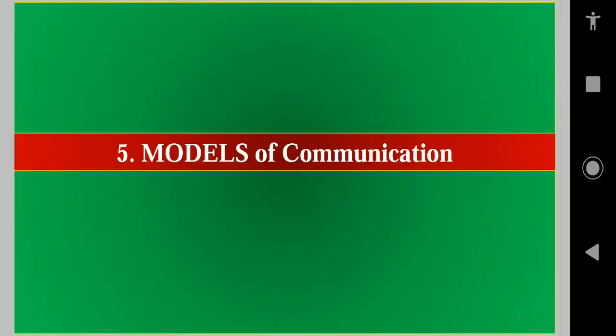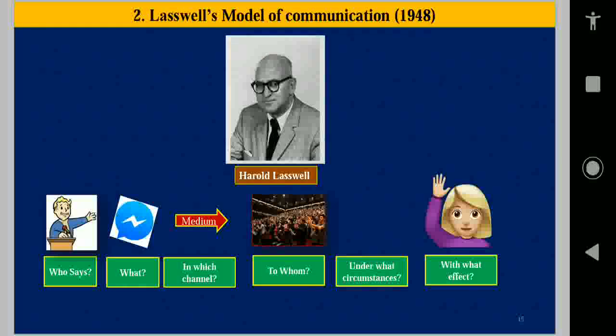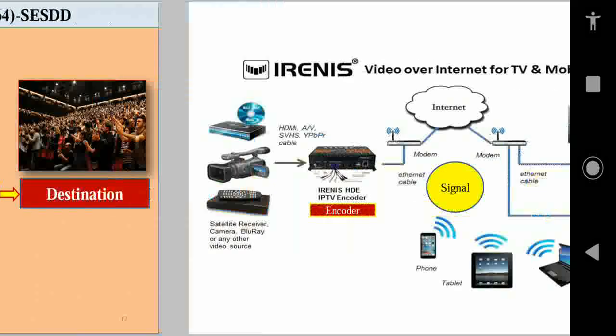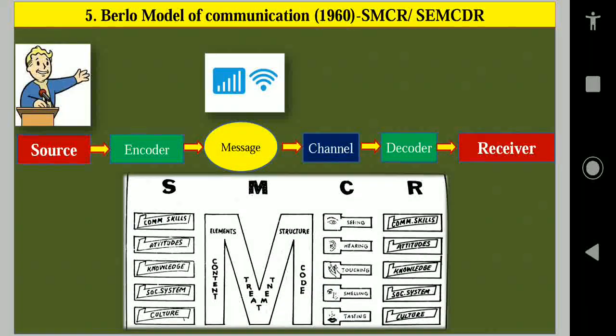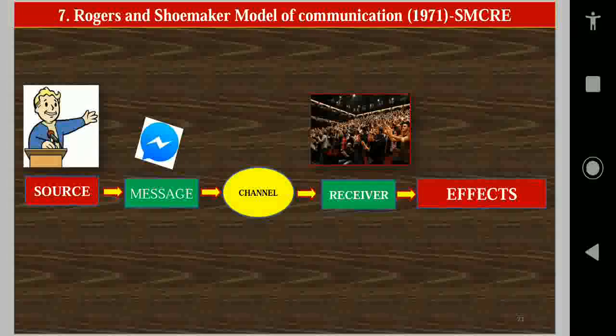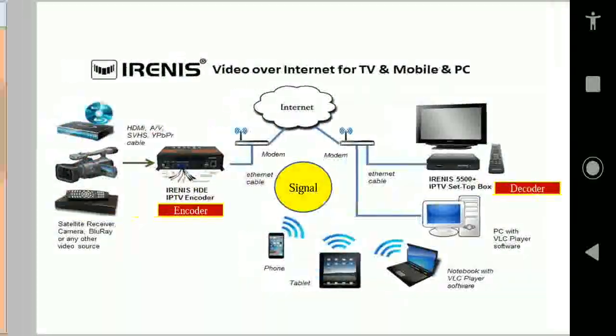Next come to the models of communication. Here we will read 7 models of communication. First model is Aristotle model, second is Lasswell model, then Shannon-Weaver model, then Schramm model, then Berlo model, and sixth one is Gerbner's model, and last one is Rogers and Shoemaker model of communication. One by one we will discuss this.